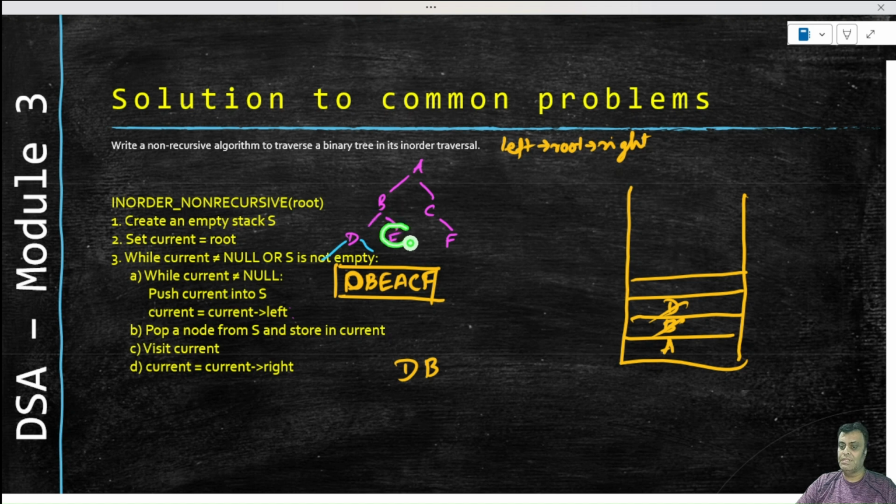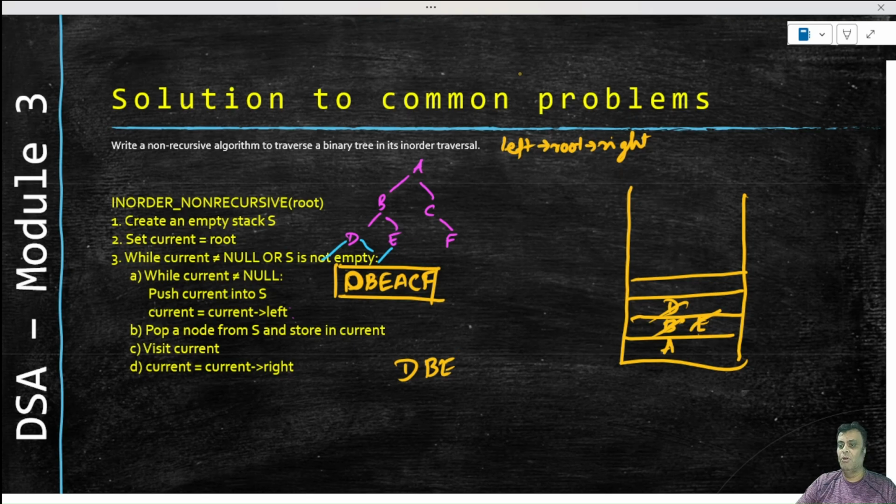So we will now be going to the top, and then to the right. In the right we see E. So we will push E into the stack. Then we'll go left and right of E. Left of E is null. So if left of E is null, then pop out E. So we will pop out E.